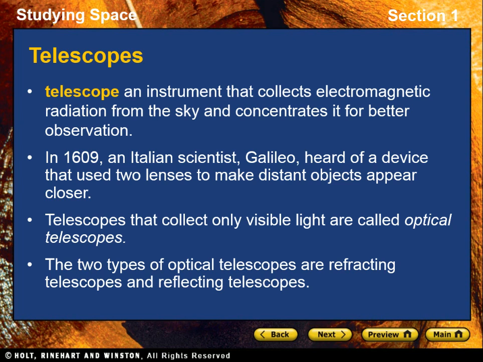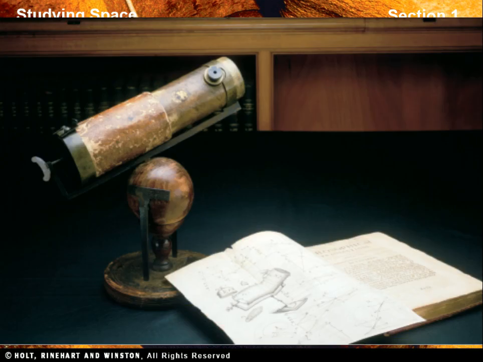In 1609, he heard of a device that used two lenses to make distant objects appear closer. He built one of the devices and turned it toward the sky. For the first time, he could see that there are craters on the moon and that the Milky Way is made of stars. An example of one of these early devices is shown on your screen now.